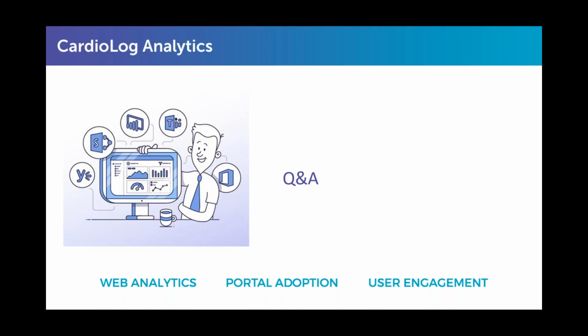All right, so Michael is asking about Exchange and OneDrive analytics. And so the answer is that CardioLog can definitely track those platforms as well. You can use CardioLog to track Viva Connect, SharePoint, Teams, Yammer, OneDrive, Exchange, and we have other platforms on the roadmap that we're adding in the coming months as well.